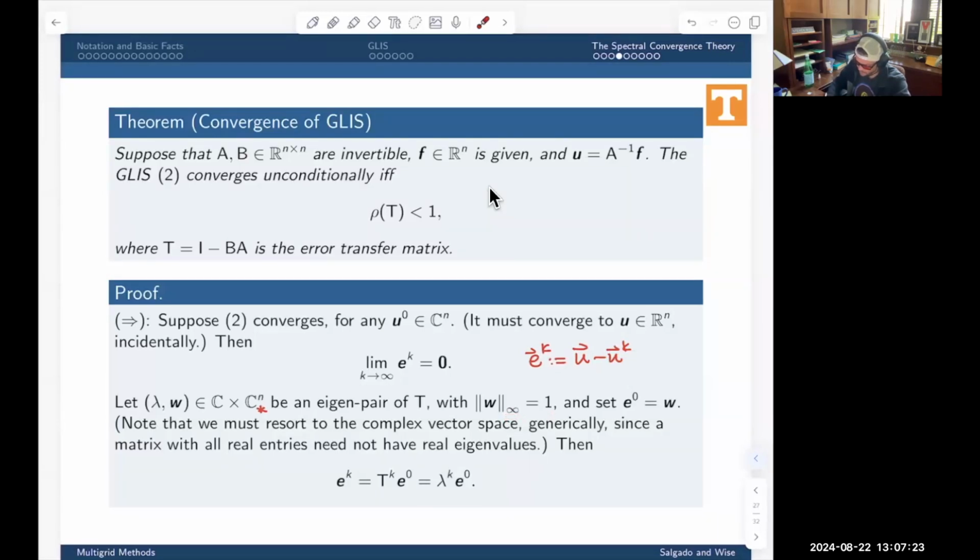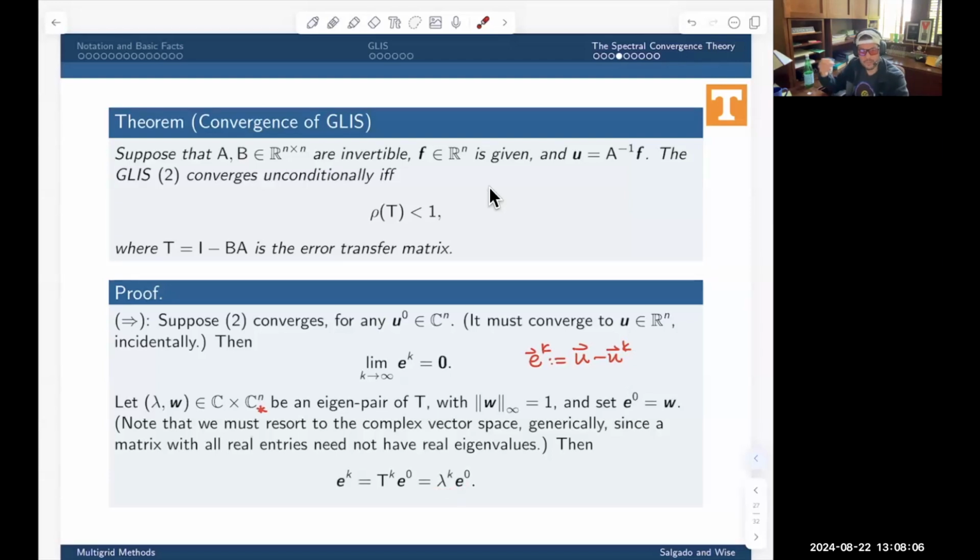Now we're going to set E0 equal to W. Now, why are we allowed to do that? Well, we said that this method converges for any U0. So that's essentially like saying for any E0, this sequence converges to 0. So let's take our E0 to be W. Well, if this is true, we're going to use the eigenvector eigenvalue property. It's easy to show that EK is just equal to T^K, and this means the power, T times itself K times, E0, which is just equal to lambda^K times E0.